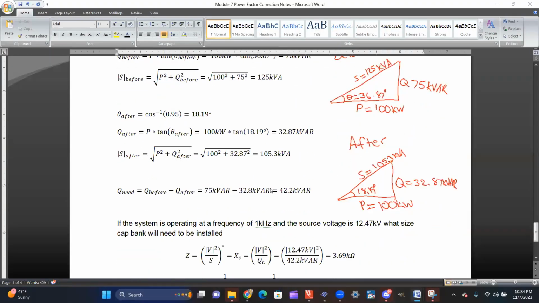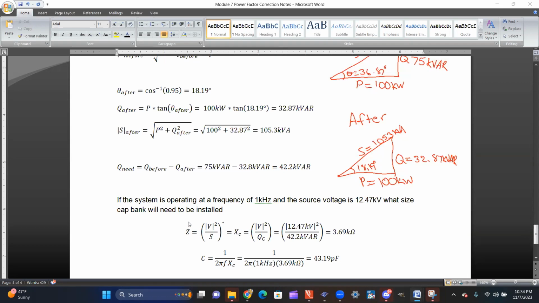All right, so let's go a little step farther. Let's say the system is operating at a frequency of 1 kilohertz and the source voltage is 12.47 kilovolts. What size cap bank will need to be installed?